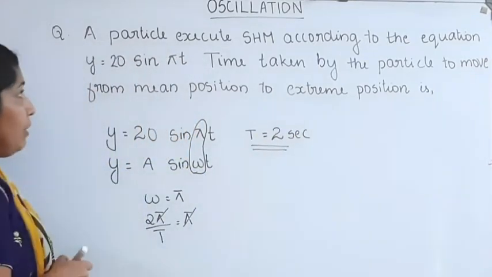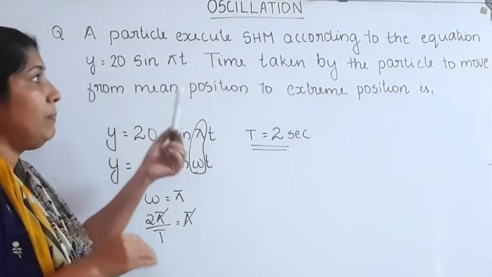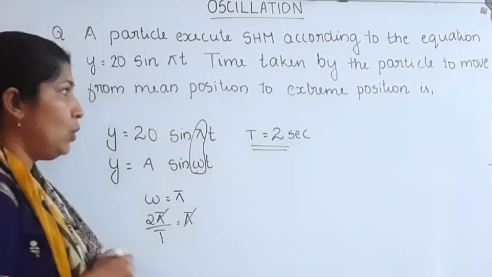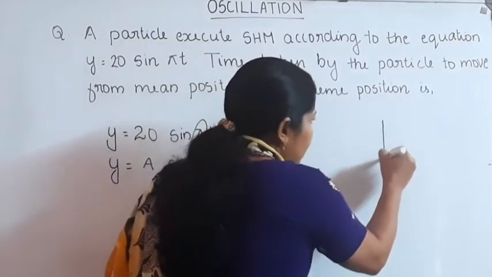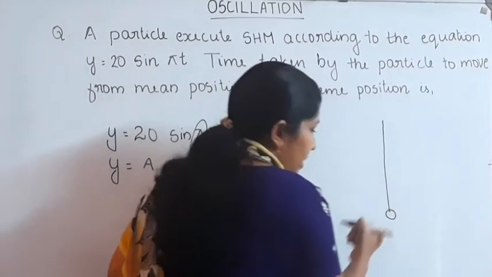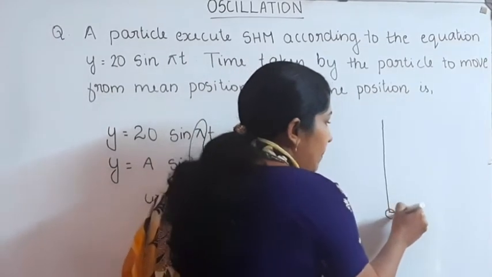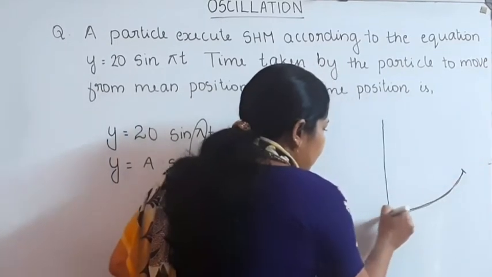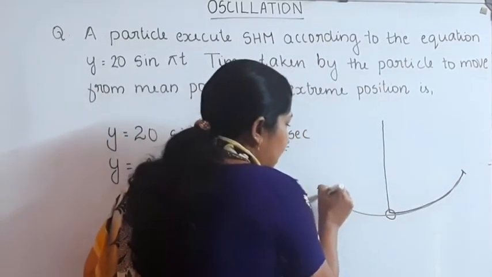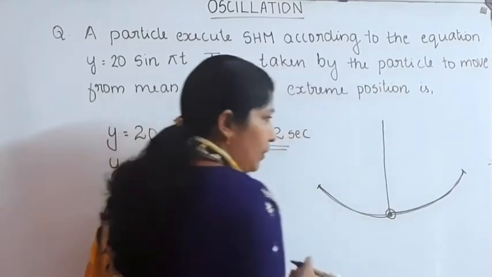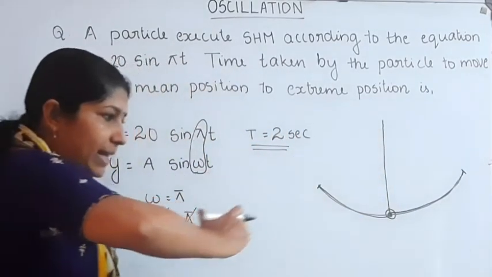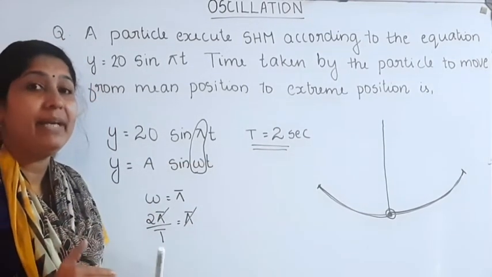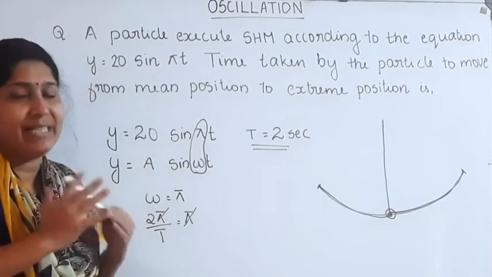But here we want to find out the time taken by the particle to move from mean position to extreme position. What about time period? When we consider simple harmonic motion, time period is the time taken by the particle to move just like this, from here to here, then to here, and again come to the mean position. Time taken to complete one oscillation, that is the time period.